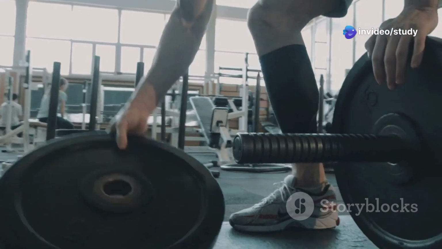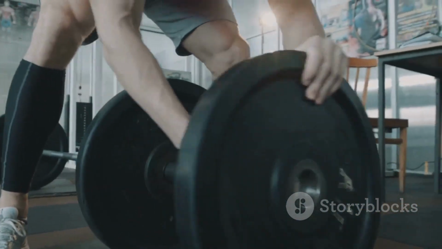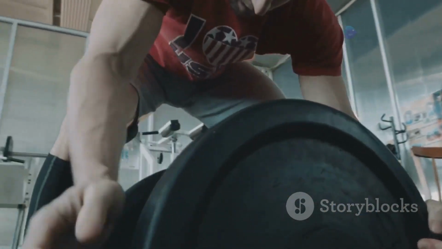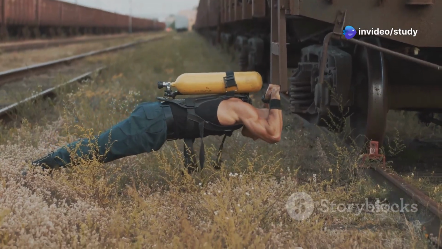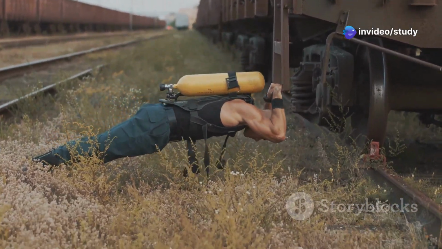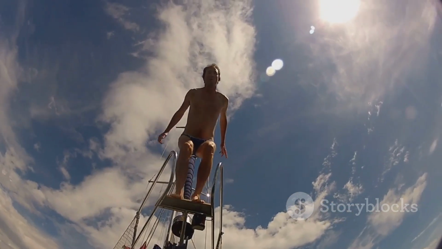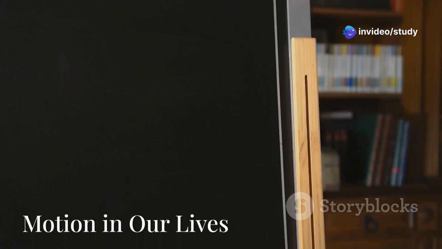Newton's second law explains how force, mass, and acceleration are related. It tells us that the force acting on an object is equal to the mass of that object times its acceleration. This means that the more massive an object is, the more force is needed to accelerate it. For example, it's much harder to push a car than a bicycle. Newton's third law states that for every action, there is an equal and opposite reaction. This law is why rockets can launch into space, and why you move backward when you jump off a boat.